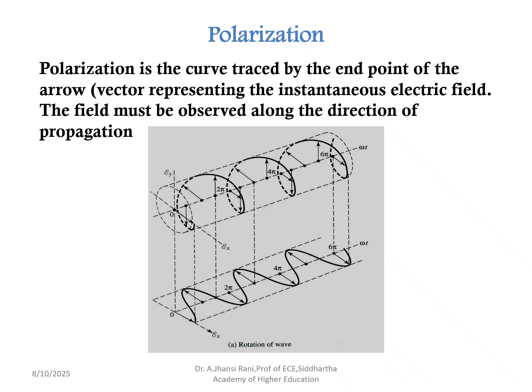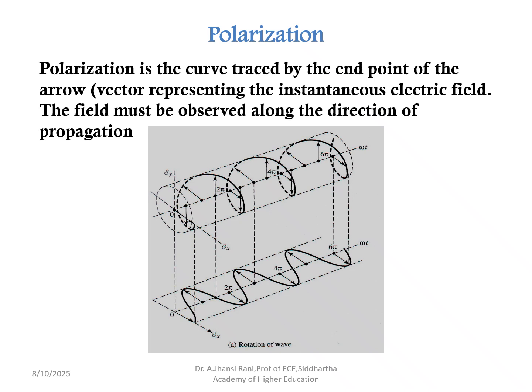So polarization is the curve traced by the end point of the arrow, that is, the vector representing the instantaneous electric field. Polarization is always the orientation of the electric field, not the magnetic field. You must always remember how the electric field is pointing, as that gives the direction of the polarization. The field must be observed along the direction of propagation.